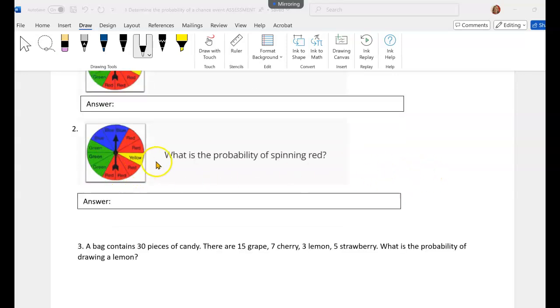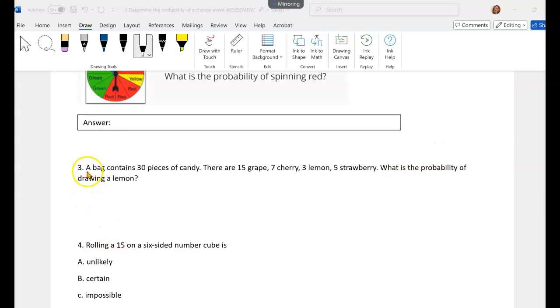Number two, what's the probability of spinning a red? Same spinner we just talked about. 1, 2, 3 blue. 1, 2, 3, 4, 5 red. 1 yellow. 1, 2, 3 green. What is the probability of spinning a red?